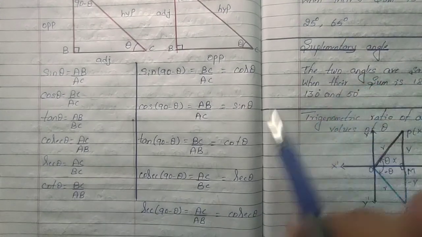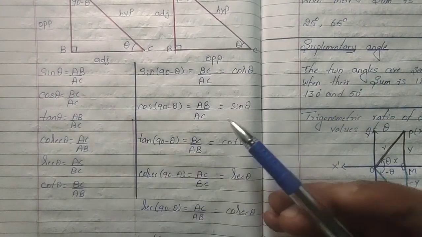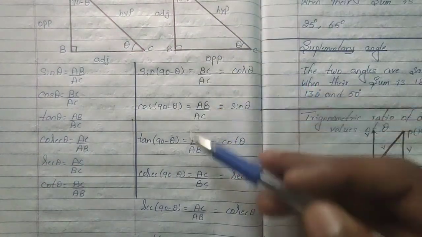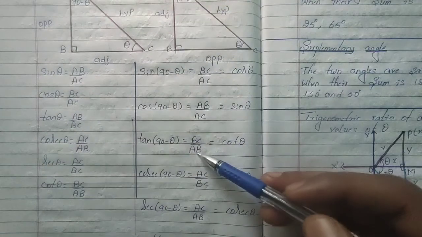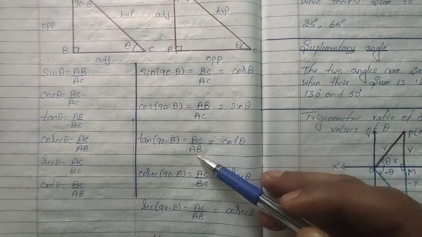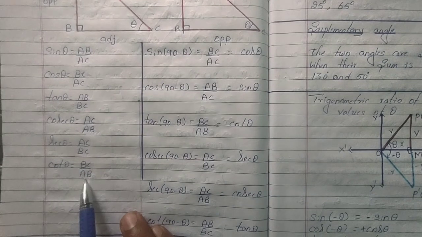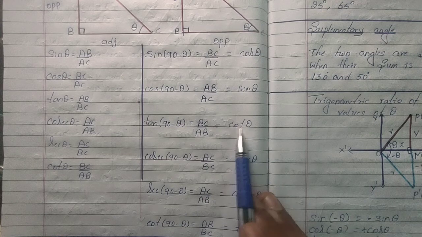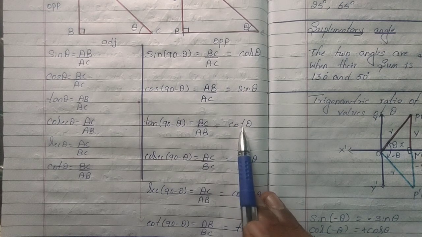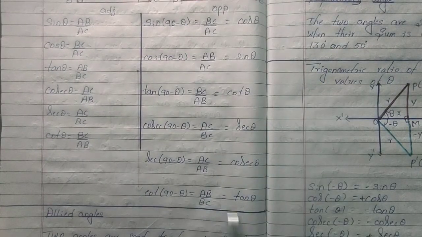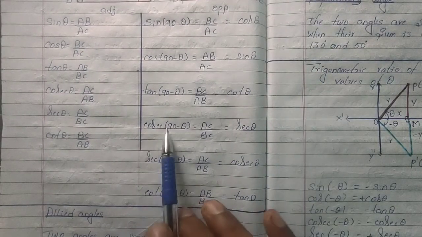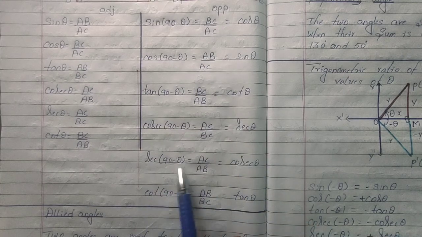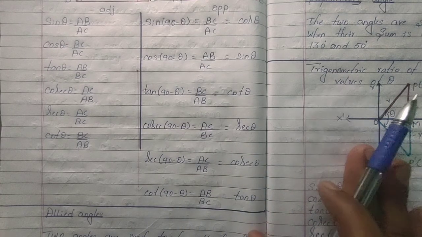Similarly, tan. What is tan 90 minus theta? Tan is opposite by adjacent. Opposite is BC, adjacent is AB. BC by AB is nothing but cot theta. So tan 90 minus theta I can write as cot theta. Now similarly, if I take cot 90 minus theta, I will get tan theta. Cosecant 90 minus theta is secant theta. Secant 90 minus theta is cosecant theta.